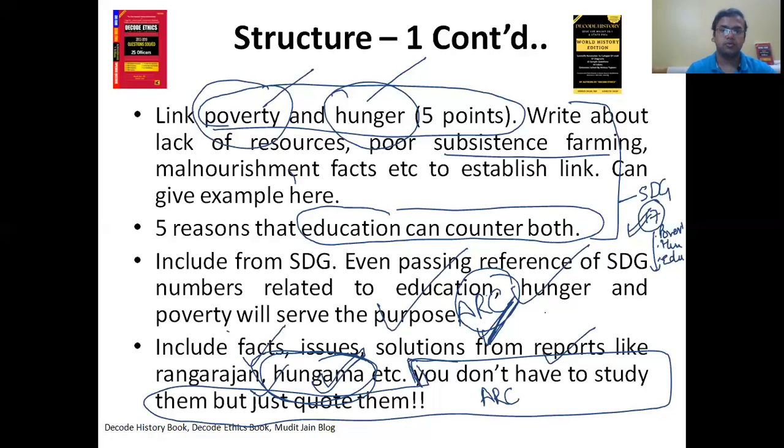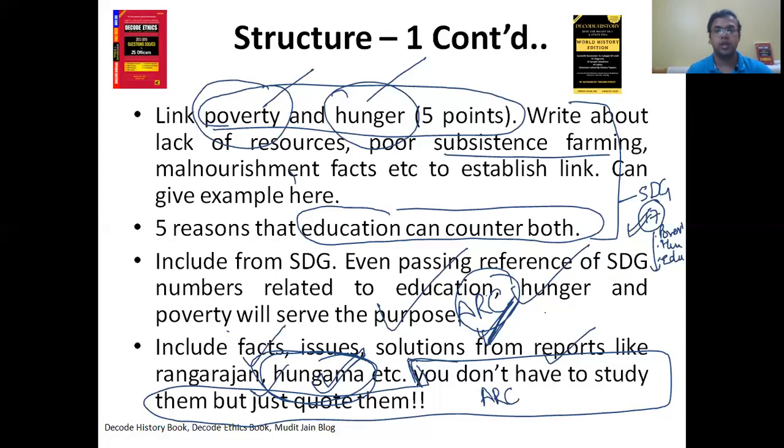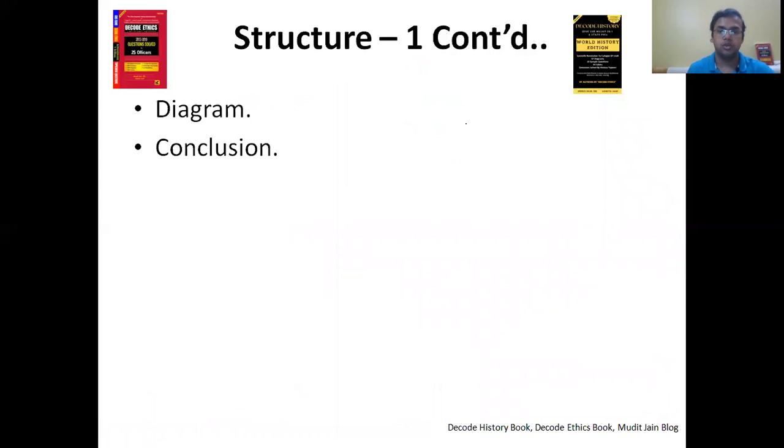Diagram. Now, very simple. If you had to write 5 links between hunger and poverty, and fortunately you know, say, 10 links and you have written 5, then you can write it this way: links 1, 2, 3, 4, 5 as spokes. So the hub and spoke diagram is very common in GS2. I think at the end of the day you will be able to draw only hub and spoke, because it is very common. It can be drawn in each and every question of GS2.